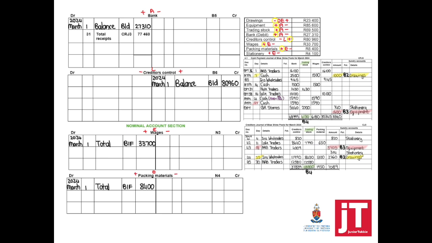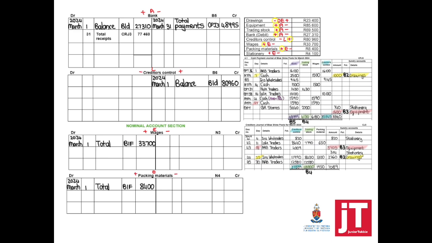Posting now from the CPJ and the creditors journal. If you look at bank, they've provided you from the cash receipts journal, the total receipt was 77,460. Posting from the cash payment journal, we have to take the total of bank to the general ledger. Bank will therefore be credited, my details, total payments, and amount 48,995. Indicate that you've taken this to account number B5.